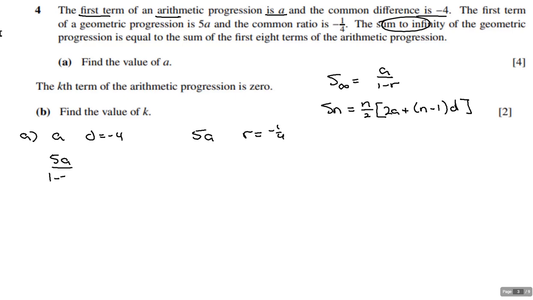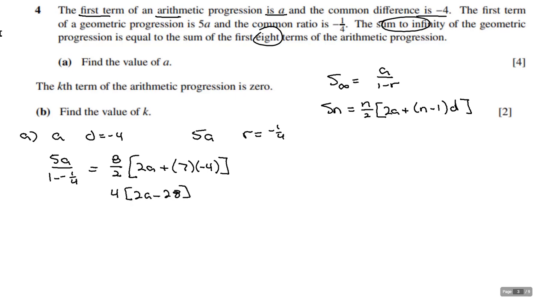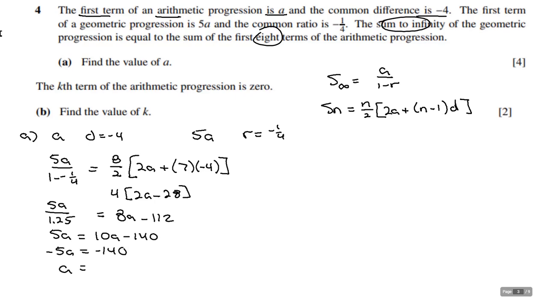And so I've got my a is, for the first sum to infinity, I write it like this. And then my sum of my first 8 terms, I write it like this. And see, now all I've got to do is find out what a is by getting a by itself. I end up with this, and I'm going to multiply both sides by 1.25, and then I'm going to get a is equal to 28.